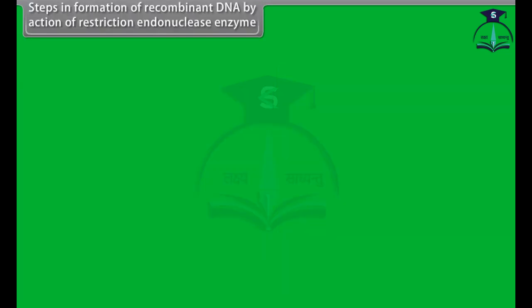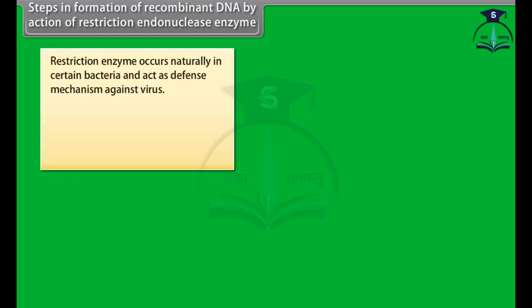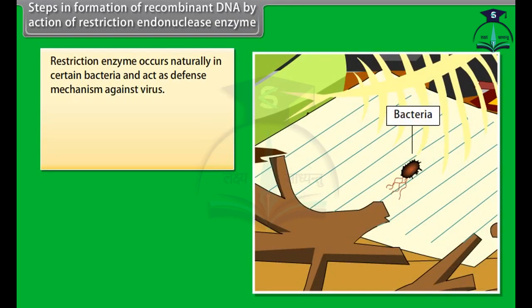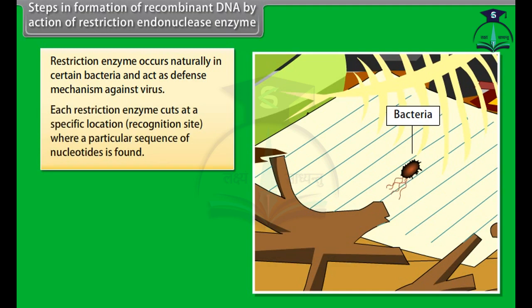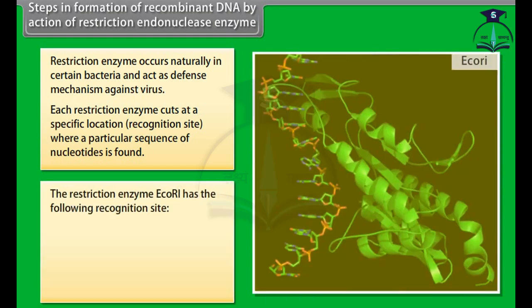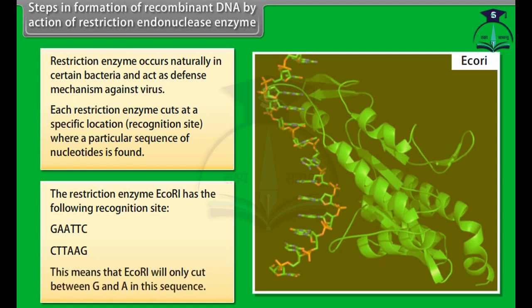Steps in formation of recombinant DNA by action of restriction endonuclease enzyme. Restriction enzyme occurs naturally in certain bacteria and acts as defense mechanism against virus. Each restriction enzyme cuts at a specific location, recognition site, where a particular sequence of nucleotides is found. The restriction enzyme E. coli has the following recognition site: GAATTC, CTTAAG. This means that E. coli will only cut between G and A in this sequence.